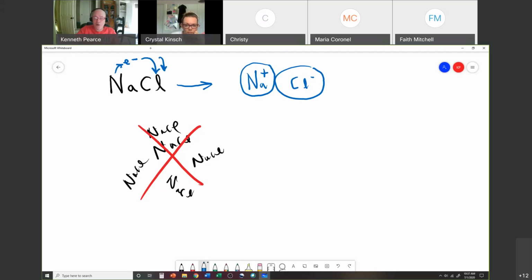Now, before I get into the lattice energy, what is a lattice? A lattice is a structure. It's like a garden lattice. What does a garden lattice look like? It's a bunch of strips that are all connected to each other, left to right. You just go and so forth, okay?